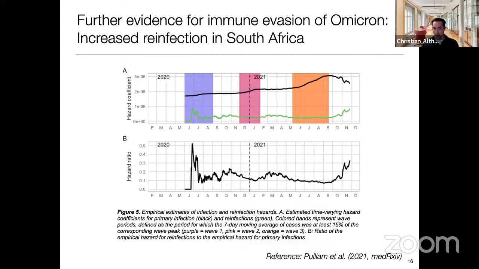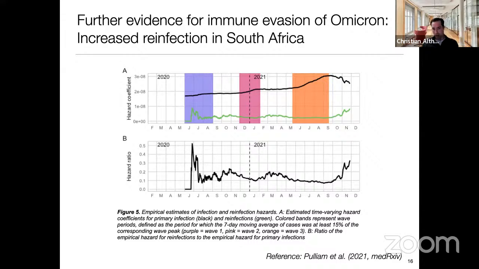Volker already highlighted lab studies that give indirect evidence for immune evasion of Omicron. He also mentioned the increased reinfection that is now being observed in South Africa. That's actually a figure coming from a recent preprint from colleagues in South Africa, where they indeed investigated that over the course of the whole pandemic in South Africa. So you see here in the bottom panel in B the hazard ratio for previously infected people to get reinfected with SARS-CoV-2. Of course, they have a lower likelihood to get reinfected than the rest of the population.